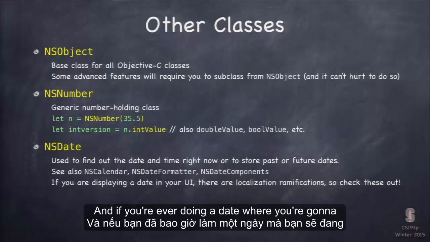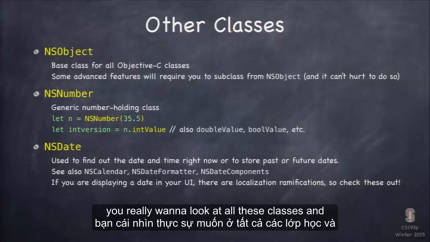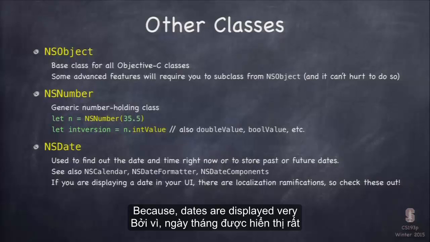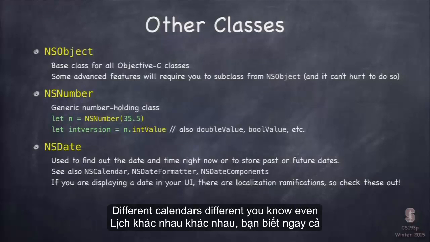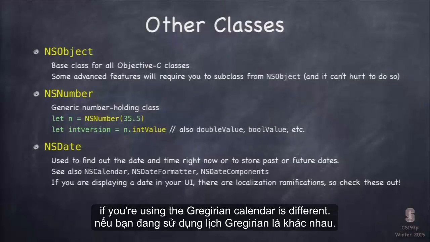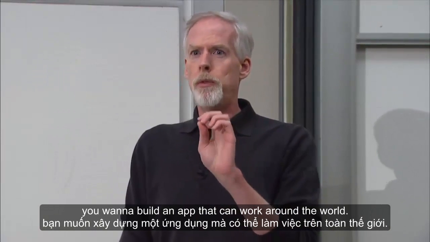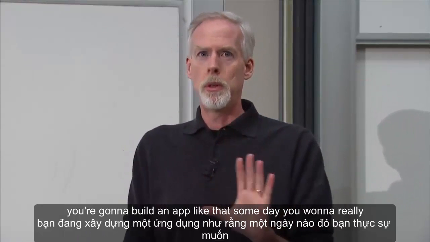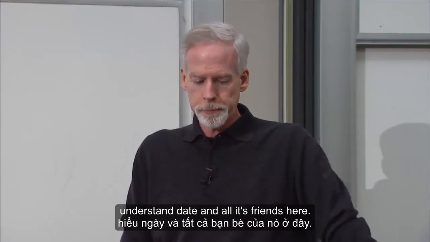And if you're ever doing a date where you're going to put a date on screen as part of your application, you really want to look at all these classes and read the documentation that talks about dates, because dates are displayed very differently around the world. Different calendars, even different languages. The order of the month, day, year, even if you're using the Gregorian calendar, is different. So dates are tricky to get right if you want to build an app that can work around the world. Okay, so I'm just kind of warning you, if you're going to build an app like that someday, you want to really understand date and all its friends here.